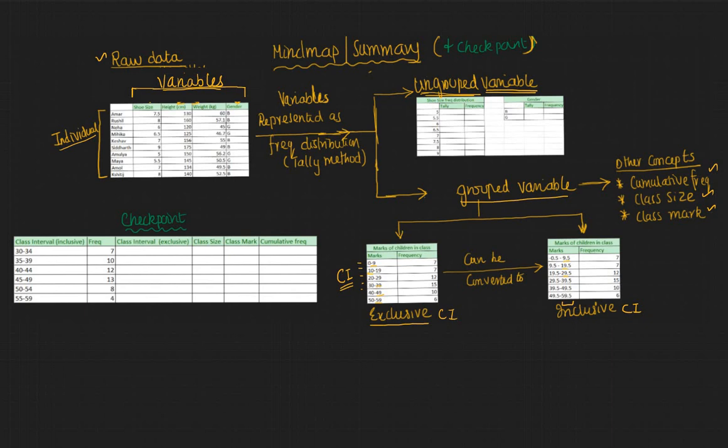From this video onwards, we are introducing a new idea, which is basically to have a checkpoint at the end. And here is your checkpoint question. For this class interval, which is inclusive, you need to find the exclusive limits, the class size, class mark, and the cumulative frequency. So try to update the comments with your answers, and any questions you may have. You may want to go back and check the video again. You should be able to answer this checkpoint question with what you have heard in this video.